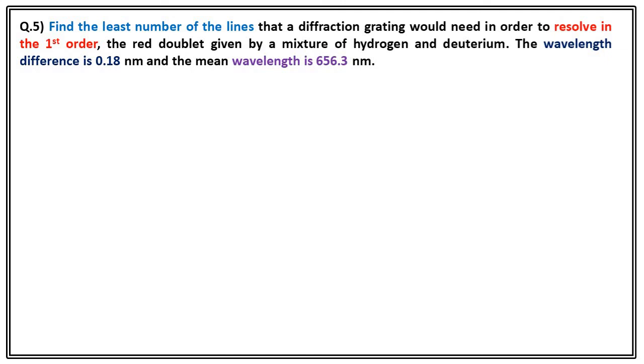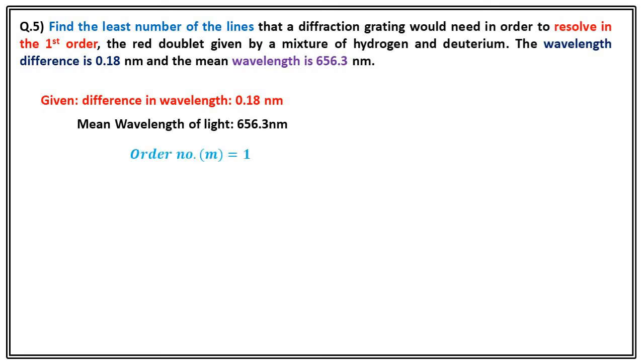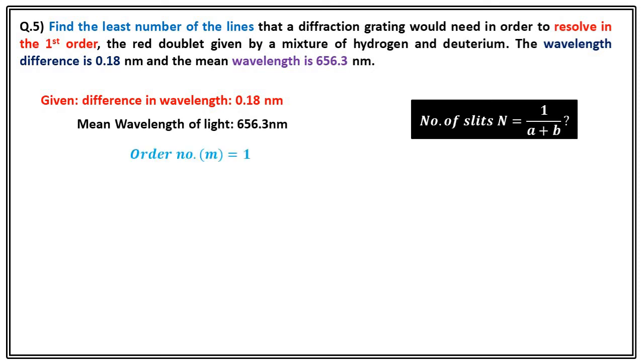It's a very straightforward problem. We have seen the resolving power of a grating in one of our lectures, which we have to use here. Here the difference in wavelength and mean wavelength are given, and I have to find out the number of slits, right? The number of slits is represented by N, or I can write it as 1 upon a plus b. What is the resolving power of a grating? We know, resolving power of a grating is lambda upon d lambda, which is also given by m times N, where m is the order of diffraction and N is the number of slits, right?